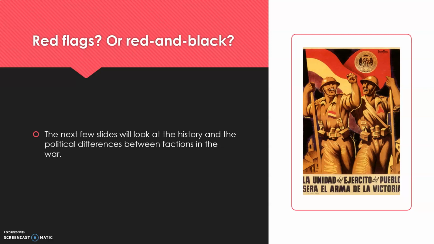You can see this one here, two soldiers, one representing on the left the Spanish Republic, the other representing on the right the International Brigades, which we'll talk about in a second. And the slogan says something to the effect of the unity of the armies of the people are a weapon for victory, which is nice and simple, a good thing to motivate the workers in a time of national crisis.